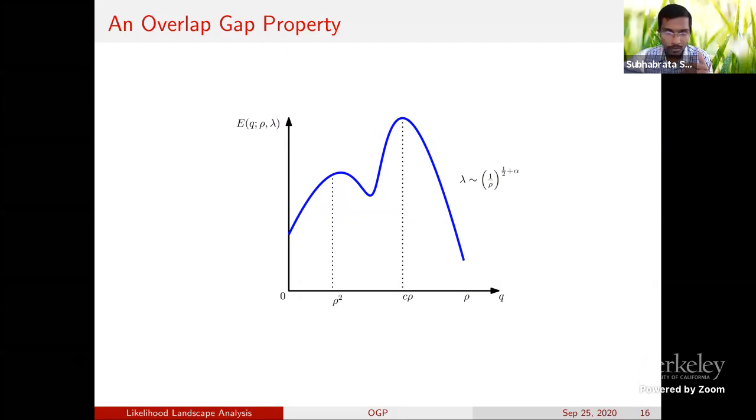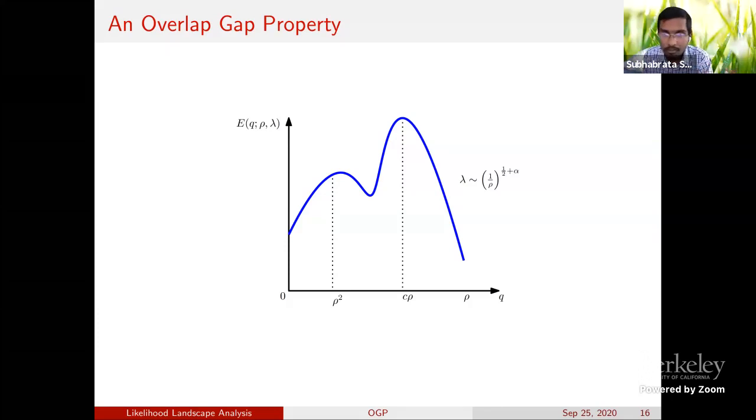The main takeaway is that we can formally prove that there is this intermediate signal regime, where lambda is 1 over rho to the half plus alpha for some alpha sufficiently small, where this restricted likelihood function has this non-monotonic property.